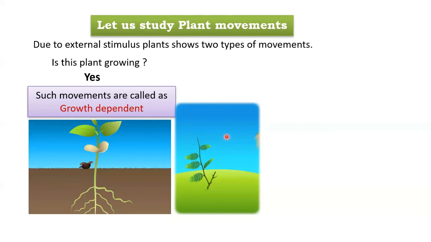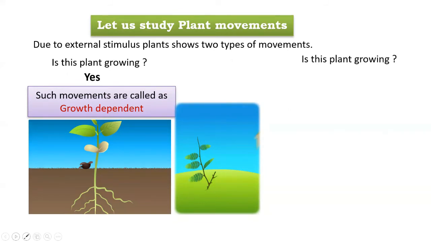So you can say that on touching it, it will simply show some movement, but that movement will not be associated with growth. So the kind of movement that the plant is showing is called growth independent movement. It means that there is movement in the plant, but there is no growth taking place. Fine. Let's move ahead. देखते हैं आगे क्या है.